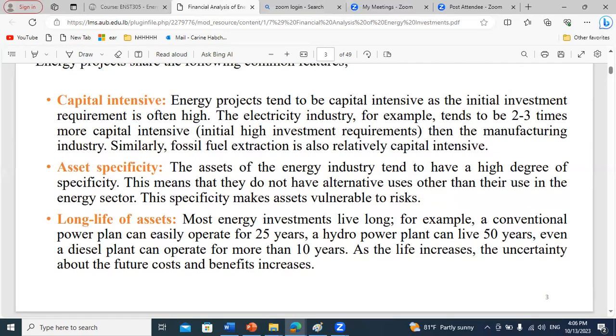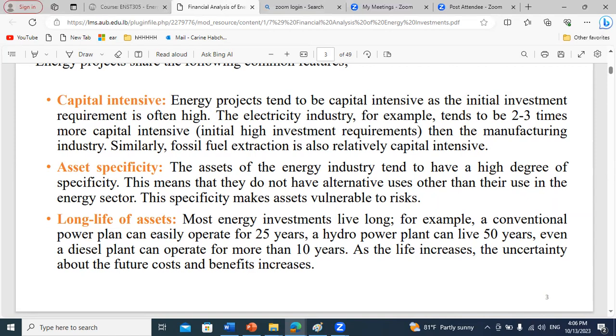And you might need a large period of time to get your money back. This is why we say that energy projects are in general capital intensive, since they require a high amount of money at the beginning of the project, which makes them a little bit risky. Energy projects tend to be capital intensive as the initial investment requirement is often high. For example, the electricity industry tends to be 2 to 3 times more capital intensive, since we have high initial investment requirements.